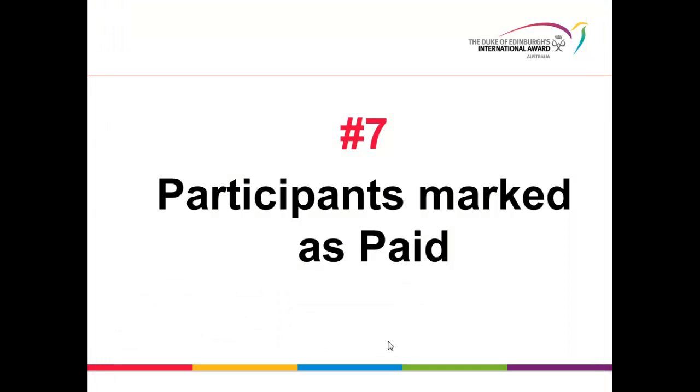In the Australian Online Record Book, it was the role of the state and territory award operating authorities to mark a participant as having paid award fees. Now, to give the award leader more control and recording ability, this is now the function of the award leader.